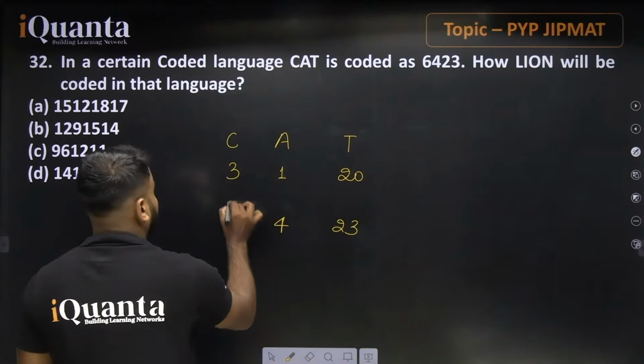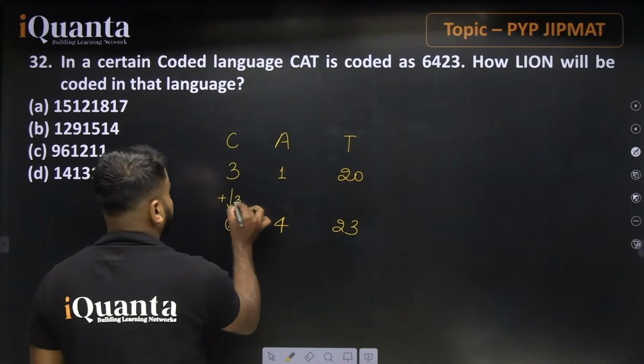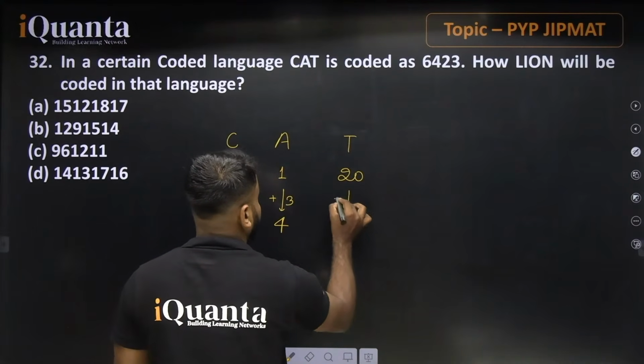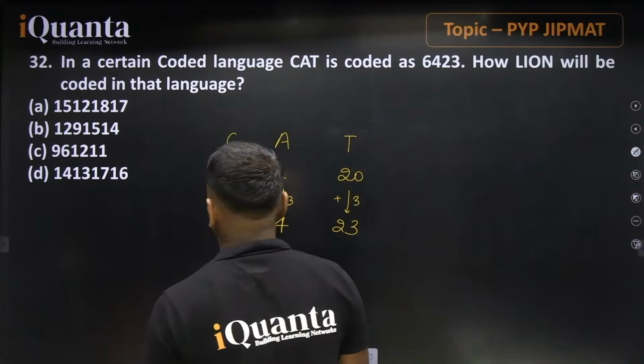6423. Beta, if you add, you will add plus 3. If you go for this, you will see plus 3. If you go for this, you will see plus 3. Now the point is Loin, correct?